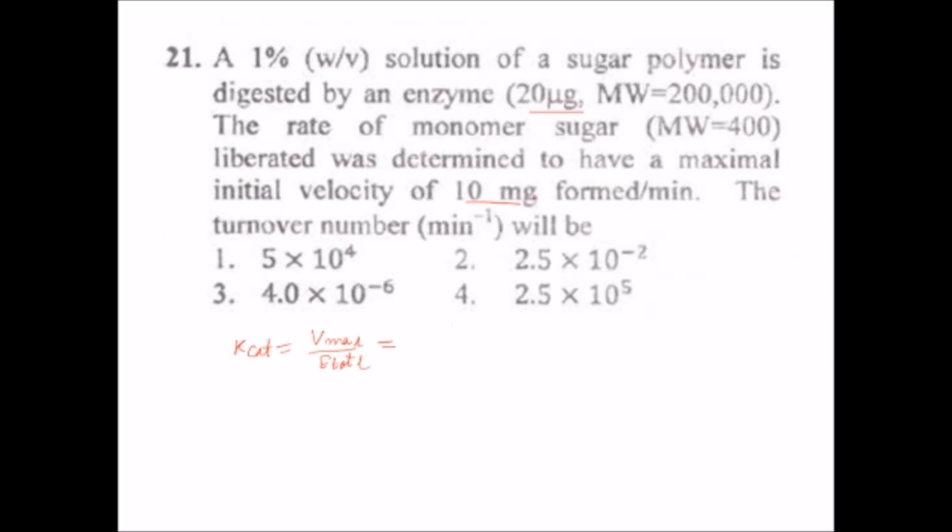The solution is that here we will express it in moles. So Vmax will be 10 by 400 divided by 20 microgram. So better I will change milligram into microgram. So it will be 10 to the power 3. 20 divided by 20,000. When we solve this, you will get 2.5 into 10 to the power 5. So the answer will be number 4. Move to the next question.